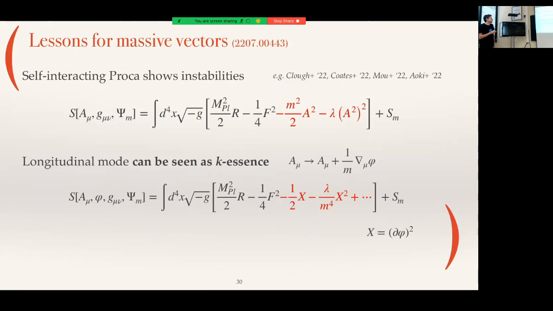In this paper, we argue that you can actually reintroduce a gauge invariance to this theory with this particular mechanism and see that this massive vector theory turns into a theory with a massless vector and K-essence. Then you can use the tools that we developed for K-essence to diagnose that the system is unstable. This was just an interesting connection I want to highlight, but let's return to where we were.